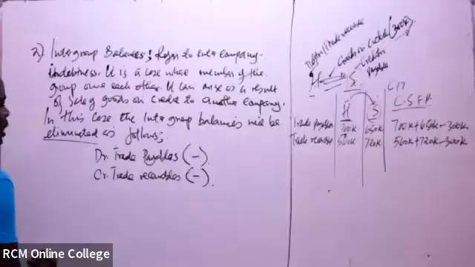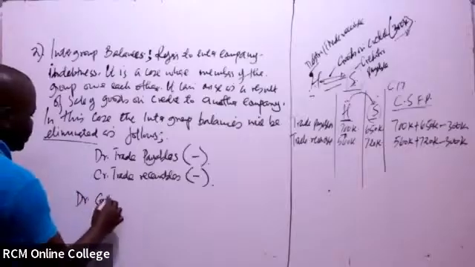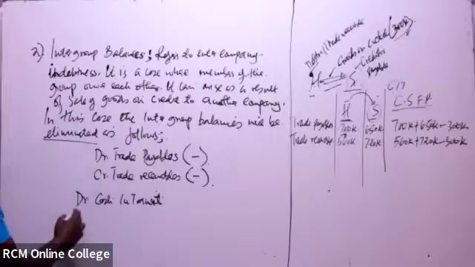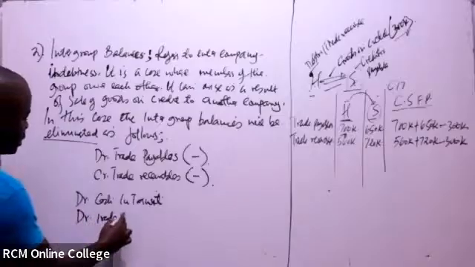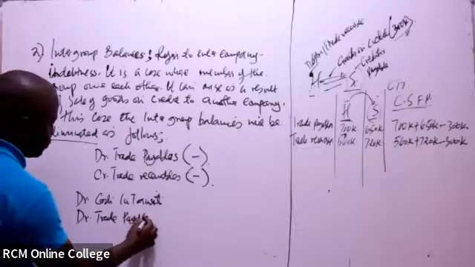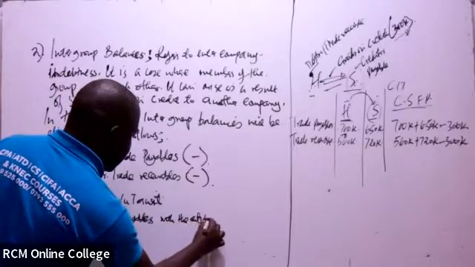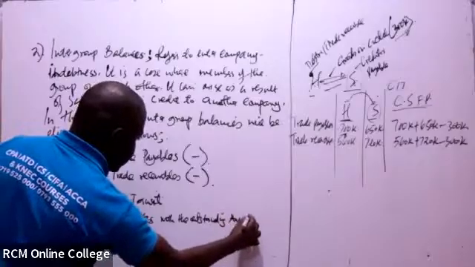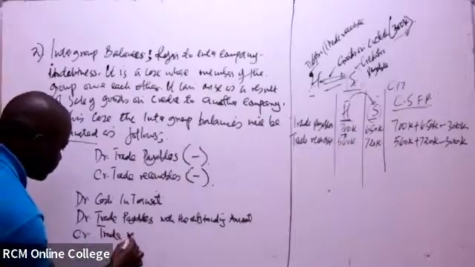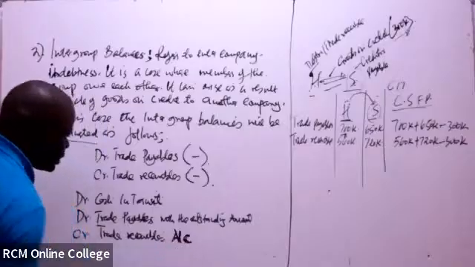So what will happen here? You'll debit the cash in transit. You'll create a cash in transit account. Then you also debit the trade payables with the amount that is still owing. Debit the trade payables with the outstanding amount. Then you credit the trade receivables account.